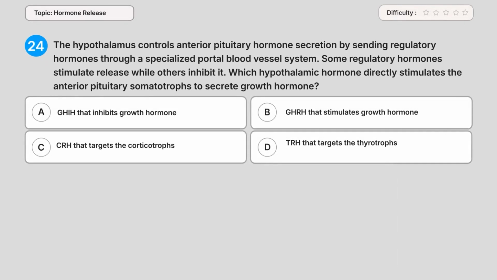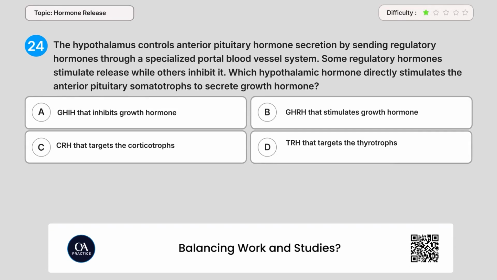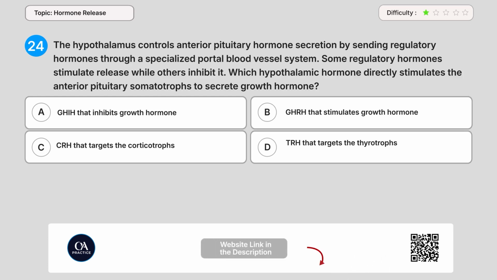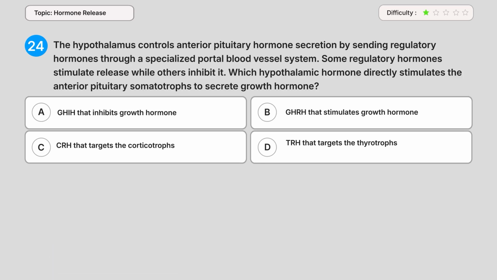24. The hypothalamus controls anterior pituitary hormone secretion by sending regulatory hormones through a specialized portal blood vessel system. Some regulatory hormones stimulate release, while others inhibit it. Which hypothalamic hormone directly stimulates the anterior pituitary somatotrophs to secrete growth hormone?